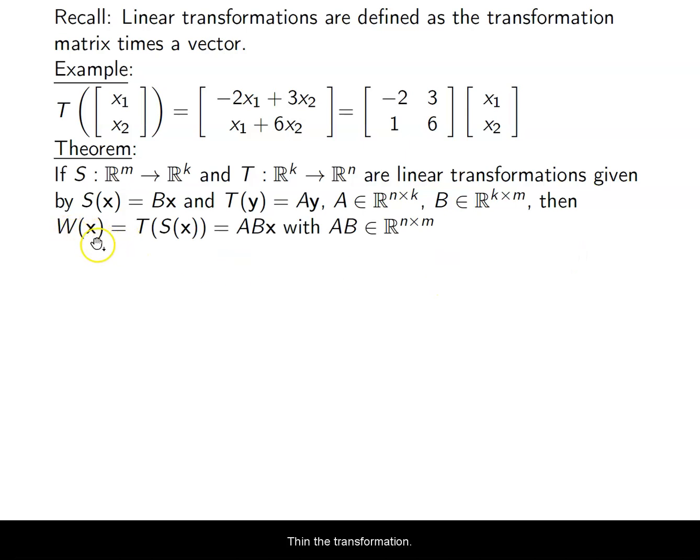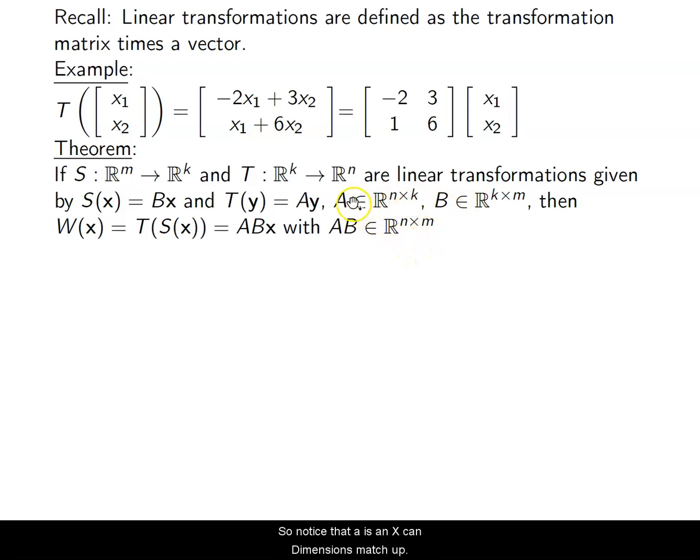Then the transformation, W of X, which is a composition where S gets plugged into T, is going to be given by A times B times X, with AB being n by m. Now, you're probably looking at this like, that's a lot of stuff going on here. Like, what are you doing to us, professor? Let's break it down. It's not that bad, okay? We can make this really, really simple to understand.